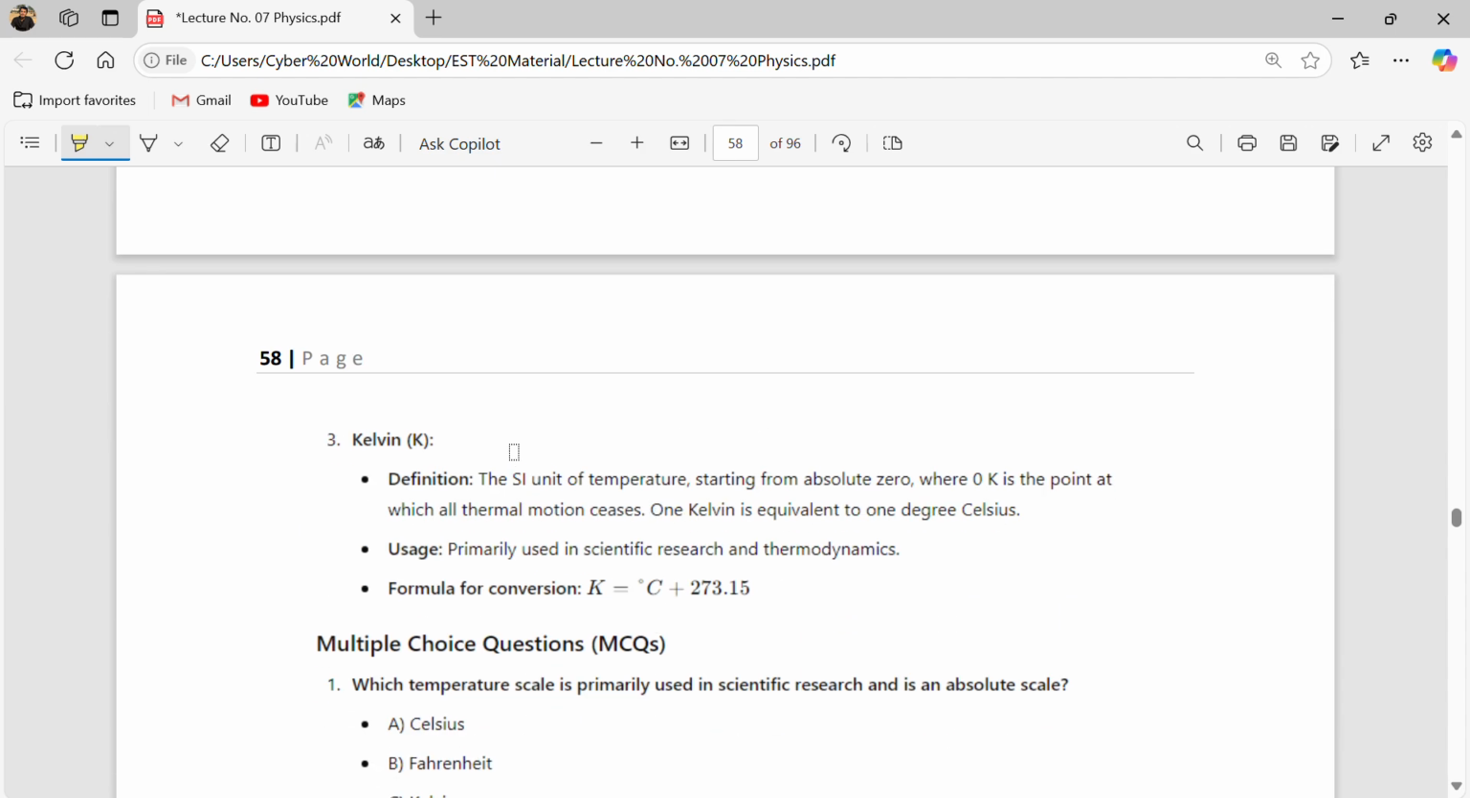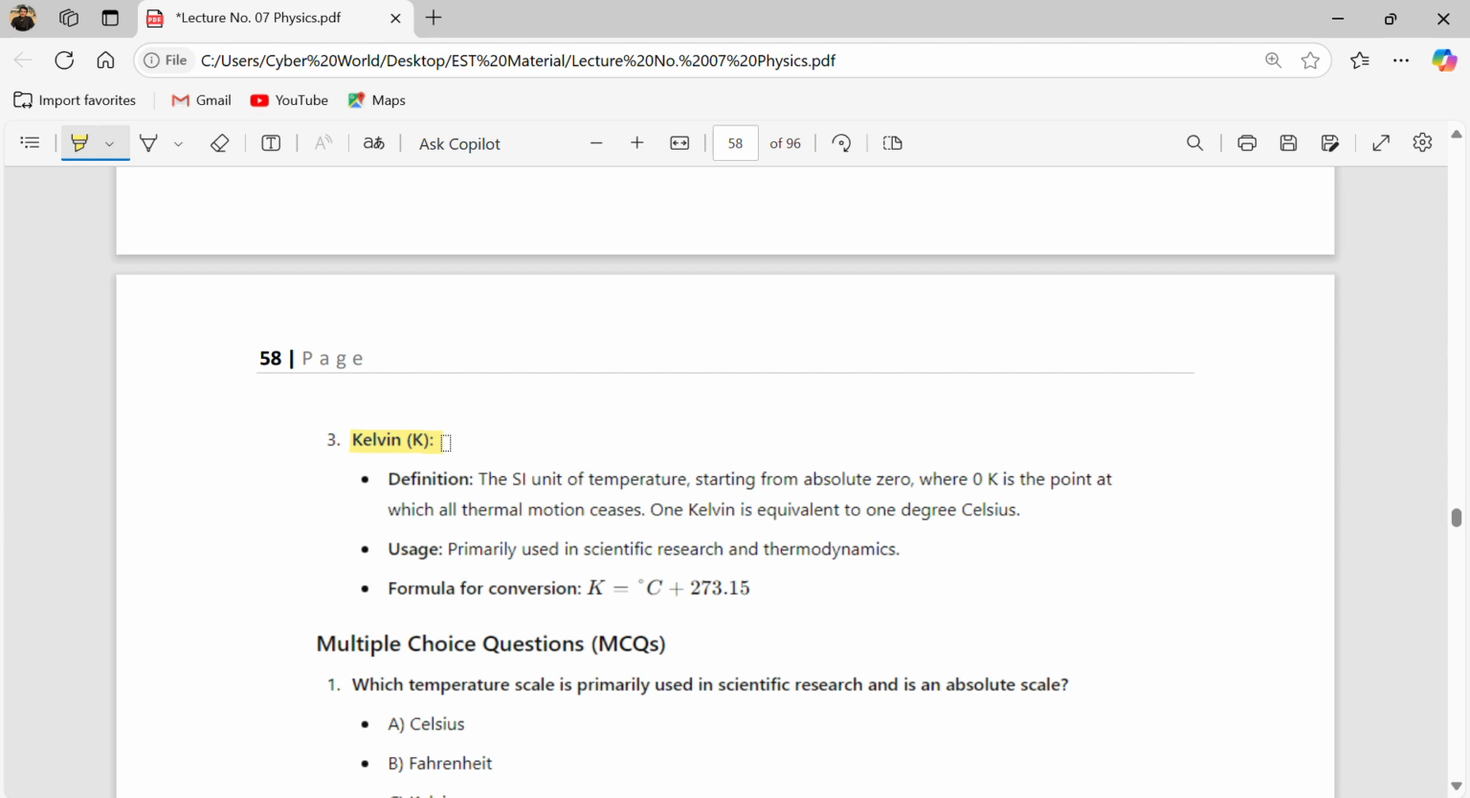So let's check what Kelvin is. Kelvin is another temperature scale. The definition of Kelvin is the SI unit of temperature. So Kelvin is basically the main SI unit of temperature. If anybody asks you what the unit of temperature is, you can say Kelvin is the basic standard SI unit of temperature, starting from absolute zero.